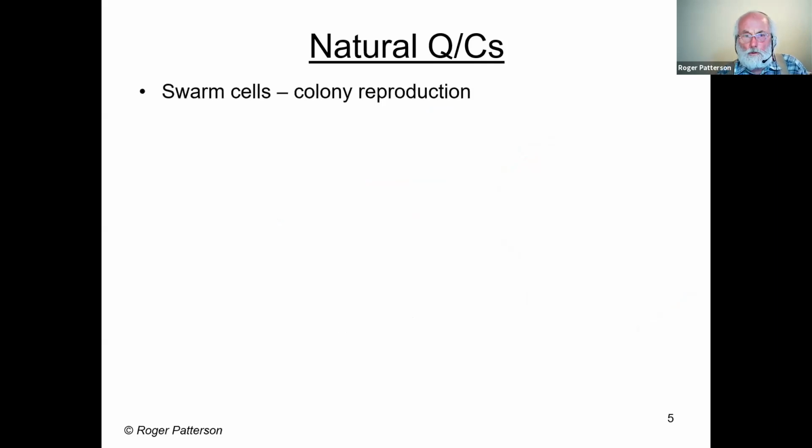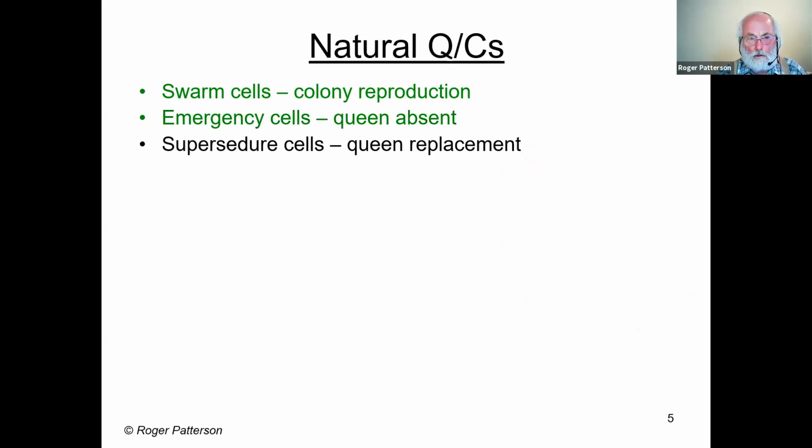So natural queen cells then, the bees build them for three very different reasons. The end result is the same, a queen bee that heads a colony, but the reasons are very different. Swarm cells, which is really colony reproduction. Emergency cells, where the queen goes missing for whatever reason. And supersedure cells, which in normal circumstances is queen replacement when she's getting to the end of her useful life. So three very different reasons.